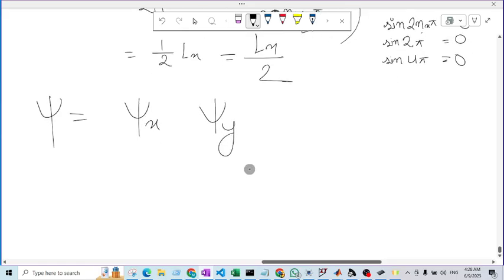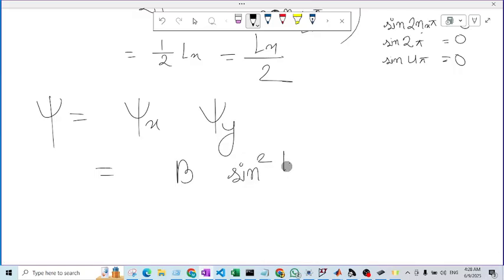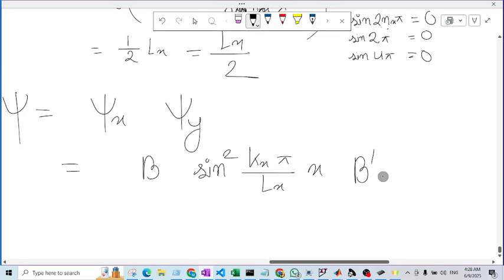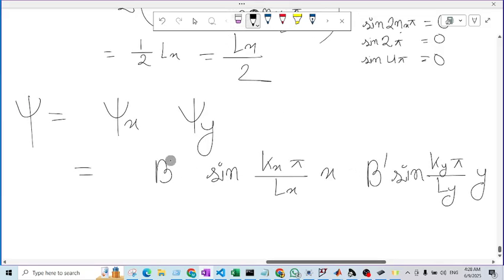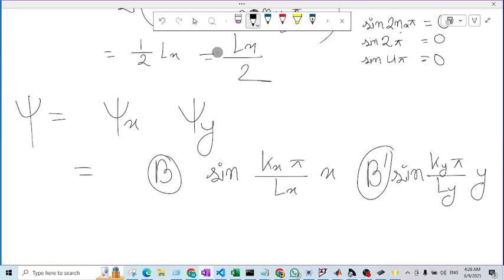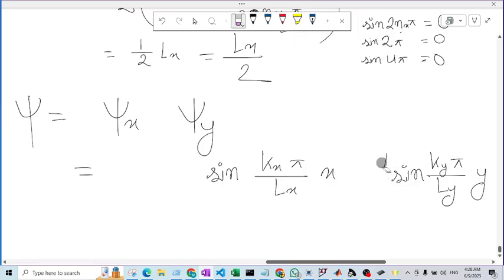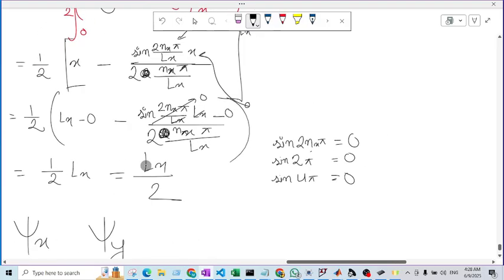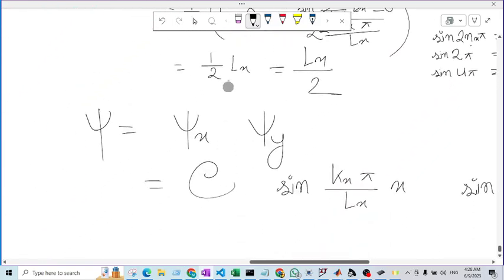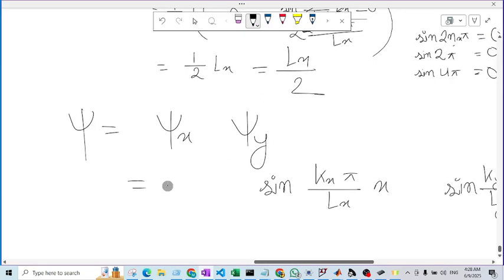psi y. Can you remember from separation of variables I get this? So psi x is equal to B sine kx pi by Lx into x, then B prime sine ky pi by Ly into y, and then what we have to do, multiplication of B and B prime simply becomes C. And what is C? C is equal to root over 4 by Lx Ly.